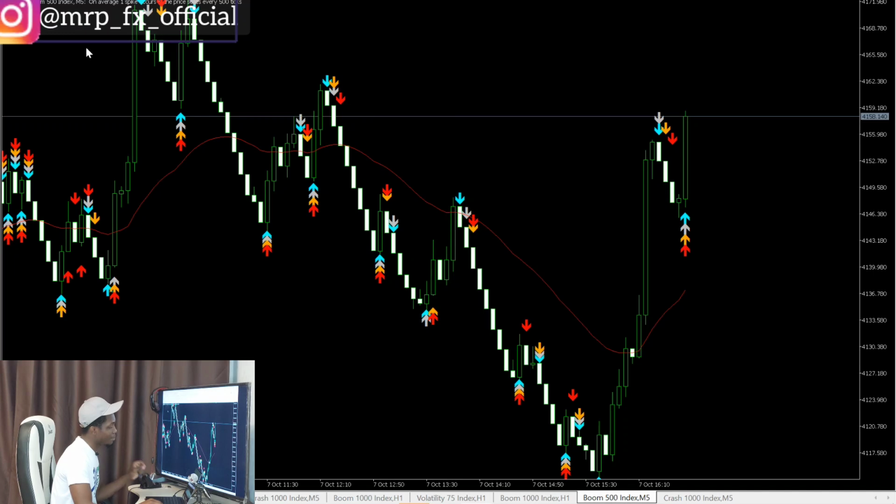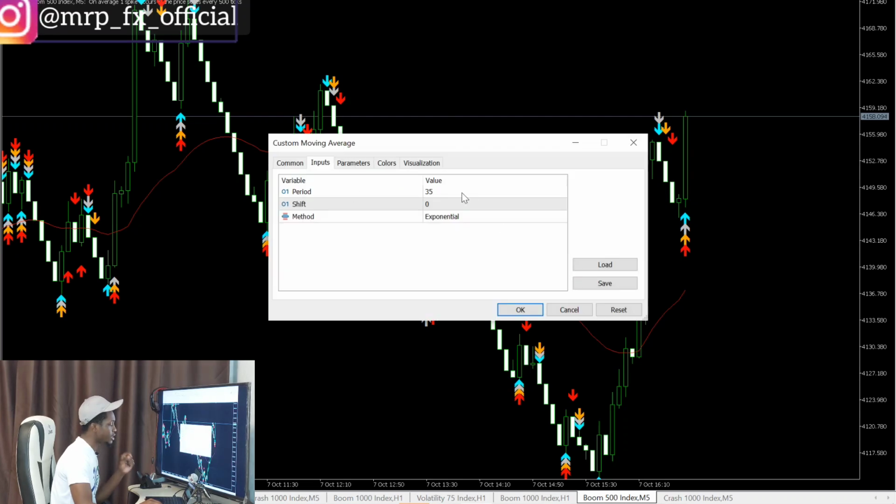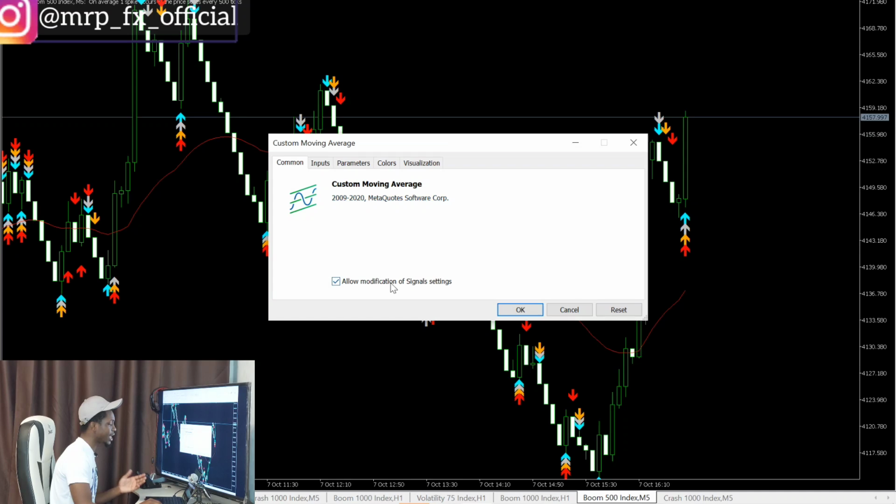Now the first thing, apart from your time frame, is this. Make sure you put a moving average of 35. That's your period, 35. You can use a shift of 0, and you just use exponential. So we are using an exponential moving average of 35 in this place. And never forget, guys, always allow modification of signal settings to prevent any form of errors and the rest.